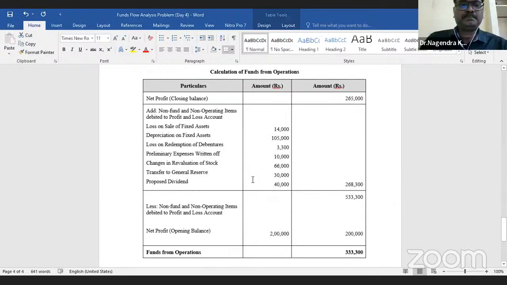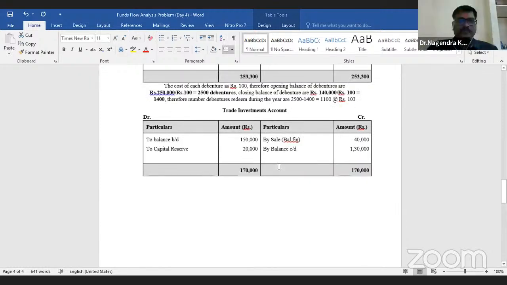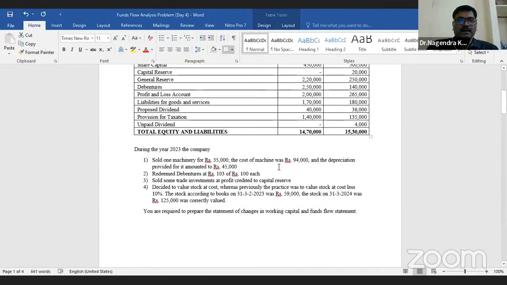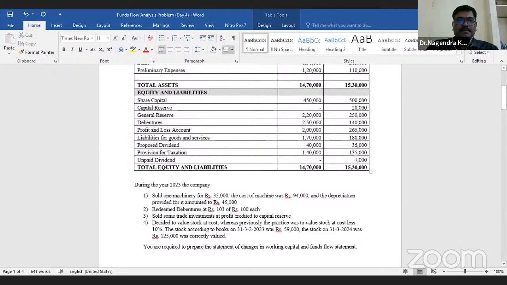And then, as I already told, the stock has been revalued during the year. So this will not be reflected in the net profit of the company. So whatever the value at which it was revalued, it has to be added back to the profit. And during the year, from the liability side, we can see that we transferred an amount of 30,000 to general reserve, and we made a proposed dividend of 30,000, and we have a provision for taxation. All these are non-cash expenditures.